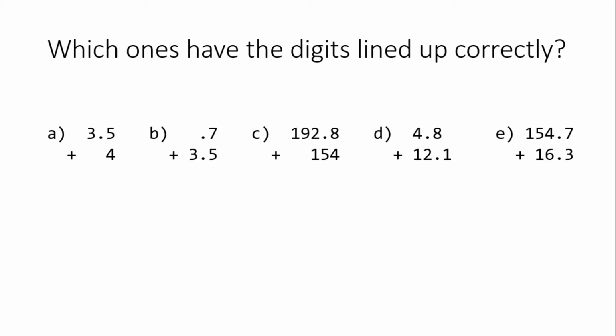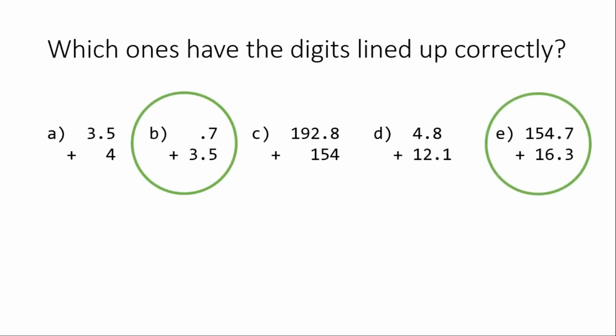Okay, let's see if you got that right. This one has them lined up properly. This one has them lined up properly. What about the other ones? Well, question A, 3.5 plus 4. 4 is not lined up with the other ones, right? This is 4 ones, but it's lined up with the tenths.